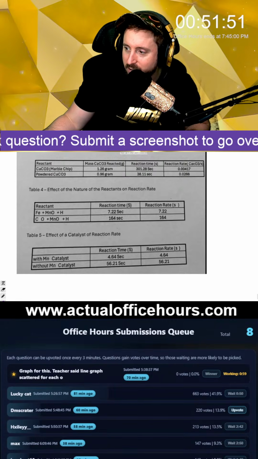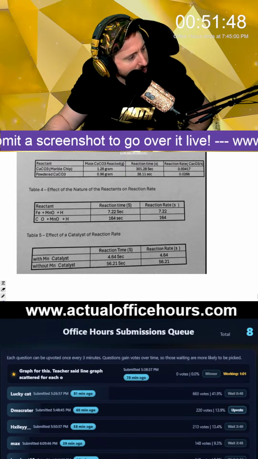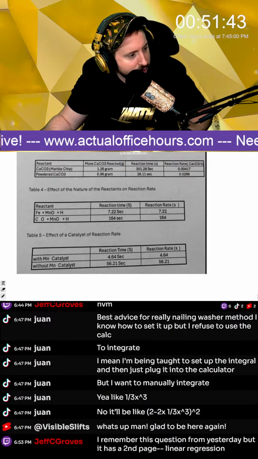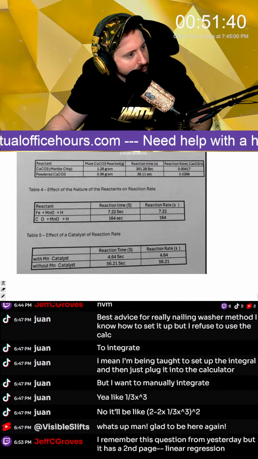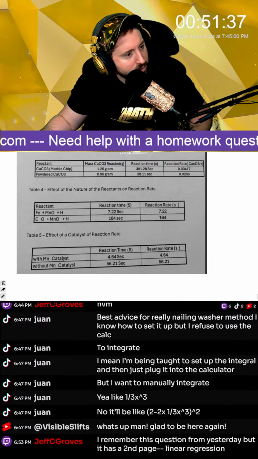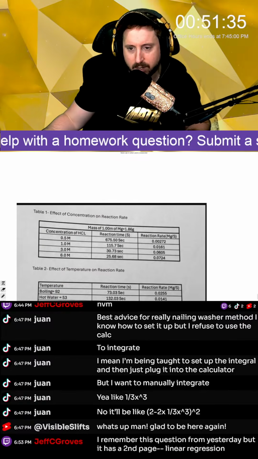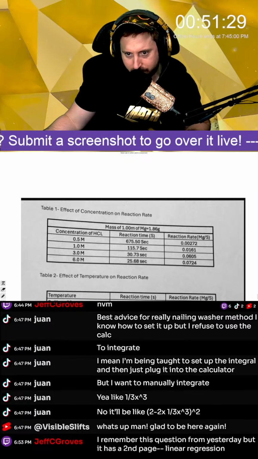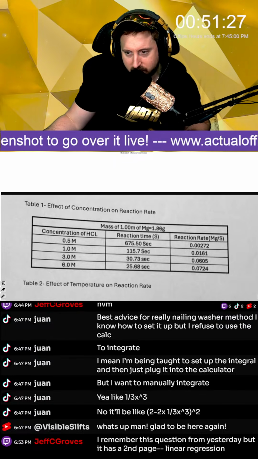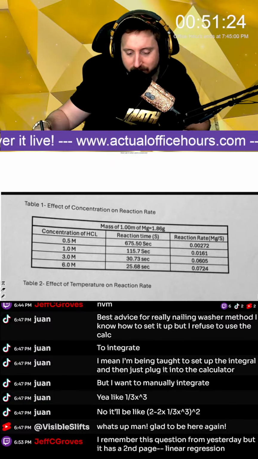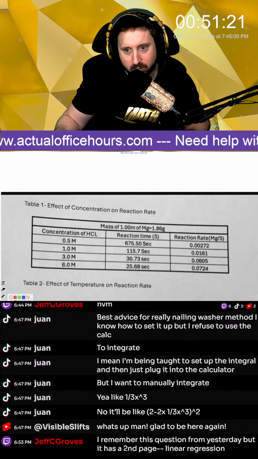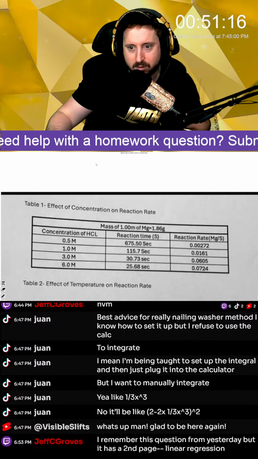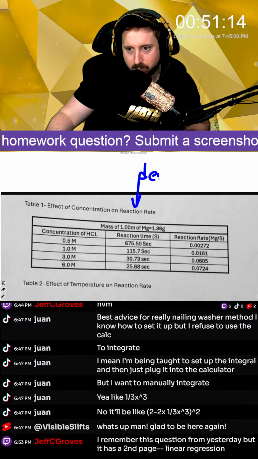But it has a second page, linear regression. I do remember this also from yesterday. No, this is the whole thing. I think this was it. It said, teacher said line graphed for each. Effect of concentration on reaction rate. Oh, I see. So you just gotta graph different things. So in general, if we're saying what's the effect of this on this, this is your dependent variable.